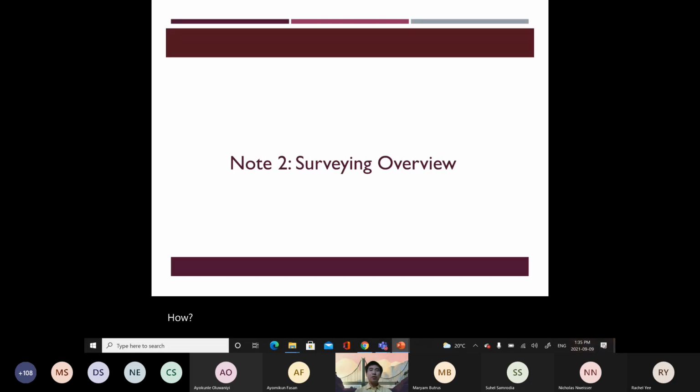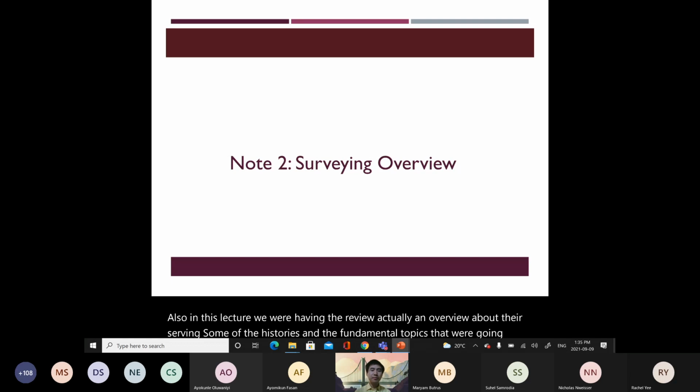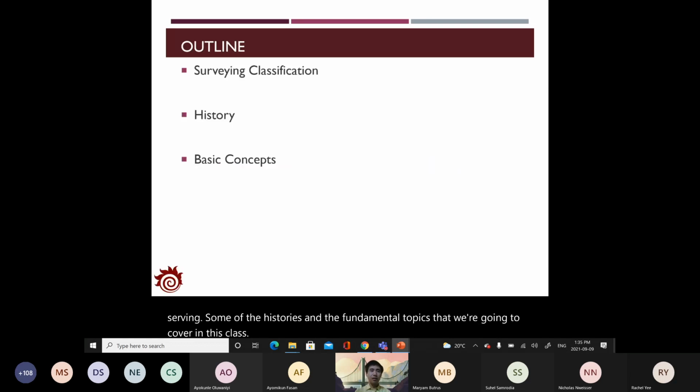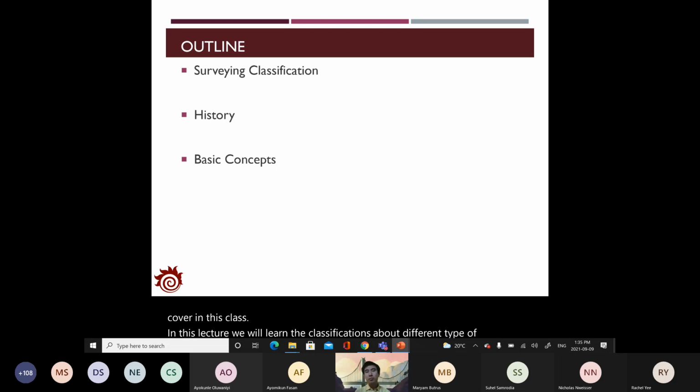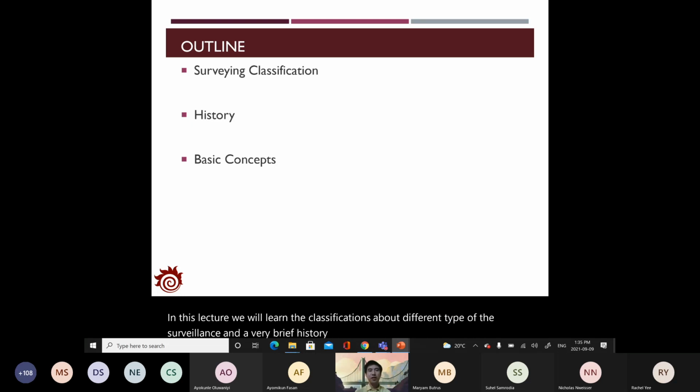So in this lecture, we will have an overview of surveying, some of its history, and the fundamental topics that we're going to cover in this class. Basically, we will learn the classifications of different types of surveys, a very brief history of how surveying technology developed, and some of the basic measurements in surveying. Those are the fundamental measurements we have to know to conduct some of the more complicated projects.